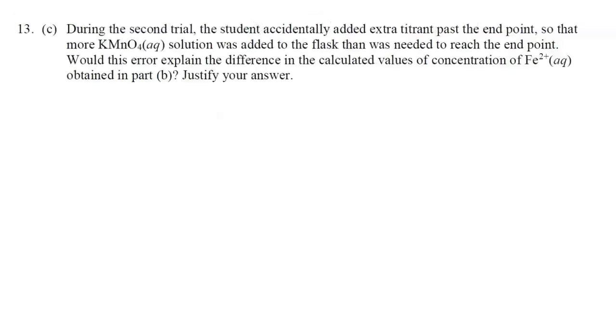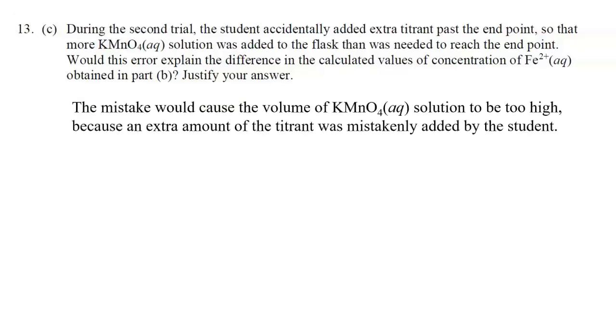Part C, during the second trial, the student accidentally added extra titrant past the endpoint, so that more potassium permanganate solution was added to the flask than was needed to reach the endpoint. Would this error explain the difference in the calculated values of the concentration of iron 2+ obtained in part B? Justify your answer. So this mistake would cause the volume of potassium permanganate solution to be too high because an extra amount of the titrant was mistakenly added by the student in trial 2.